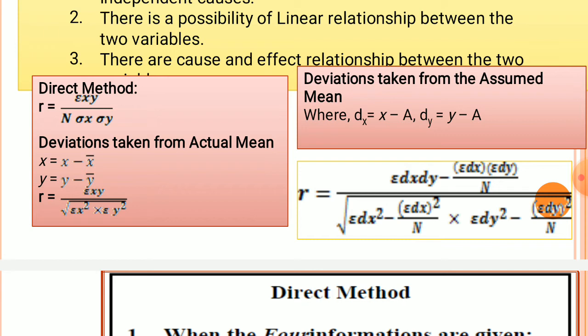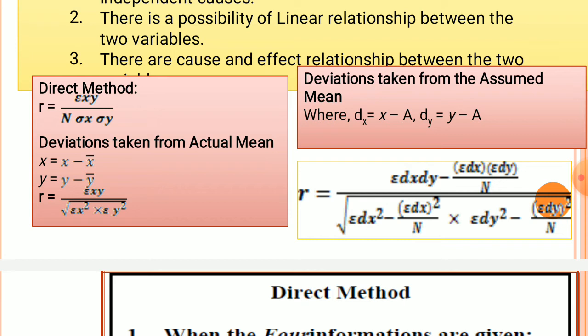Now, the formula to calculate under the direct method: r is equal to sigma xy by root of n into sigma x square into sigma y square. Karl Pearson's coefficient of correlation is represented by the small letter r. Here n stands for the number of observations or number of items in case of individual series, and other than individual series, n is equal to total frequency.